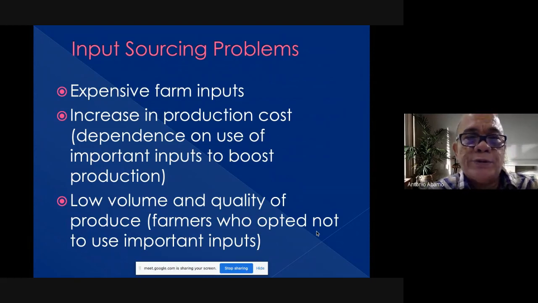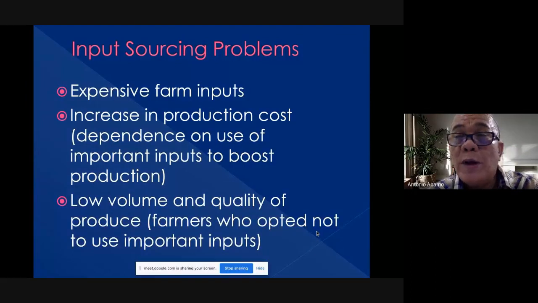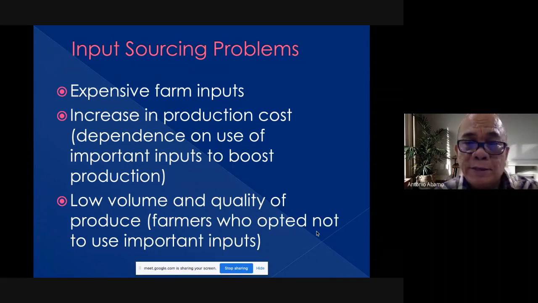Expensive farm inputs, no? Increase in production cost. Of course, kung mahal yung inputs, or of course, gamay rin inputs imong paliton tungod kay mahal, low volume and low quality yung produce. It's really a problem. So that's why inyong mga tatay, inyong mga kuya, mga uncle na going into agribusiness, we have to maminaw sa new thinking sa DA.